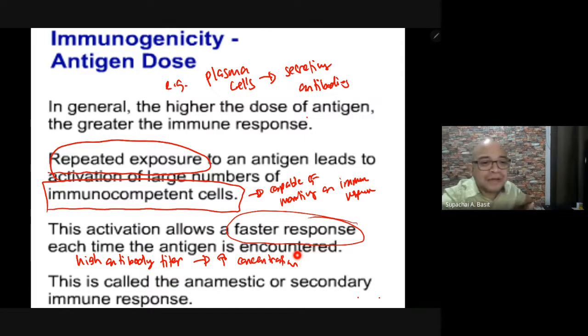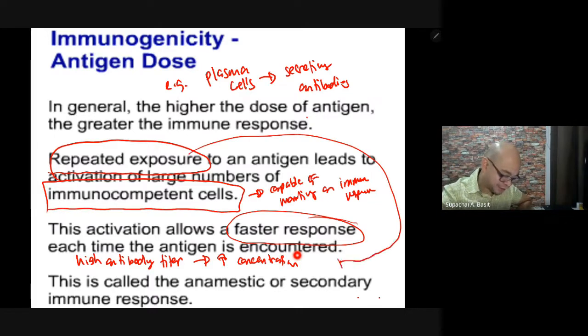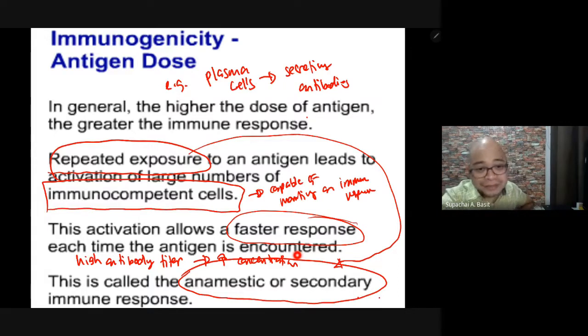Okay. Now, among the things that I've been telling you here, the most important thing about the repeated exposure is this one. Okay, anamnestic or secondary response. So what is anamnestic or secondary response? The cells of our immune system have the capability to remember a previous encounter with an antigen, because of the fact that we have memory cells.